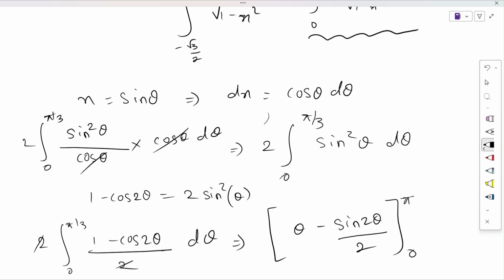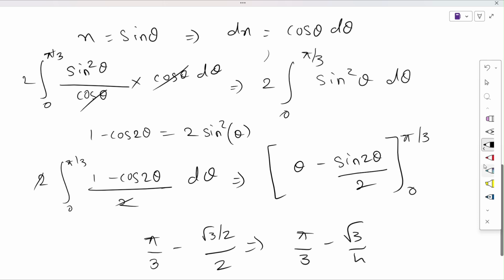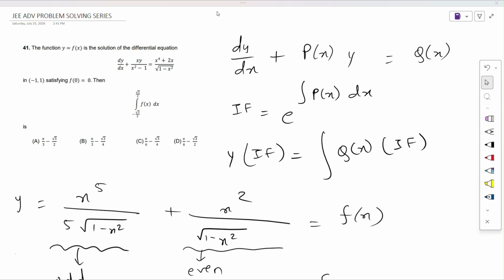And from 0 to pi by 3, if I put in the values, this will be pi by 3 minus sine 2 pi by 3, which is root 3 by 2, upon 2. So it will be pi by 3 minus root 3 by 4, which is the answer to this question. So option number B is the correct option.